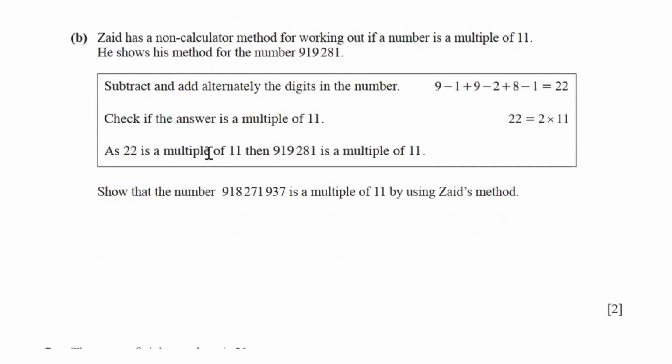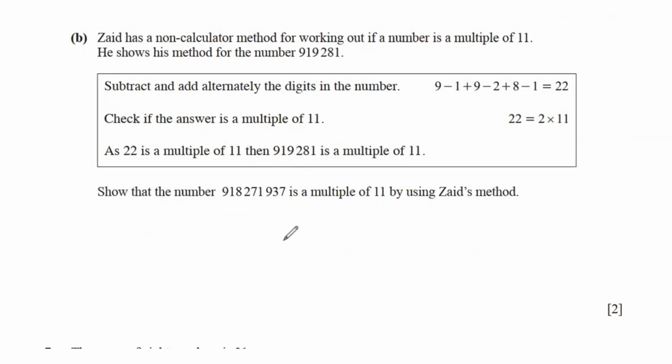Part B says Seth has a non-calculator method for working out if a number is a multiple of 11. He shows this method for the number 919281. Subtract and add alternately the digits in the number. Then check if the answer is a multiple of 11. As 22 is a multiple of 11, then the number is a multiple of 11 as well.